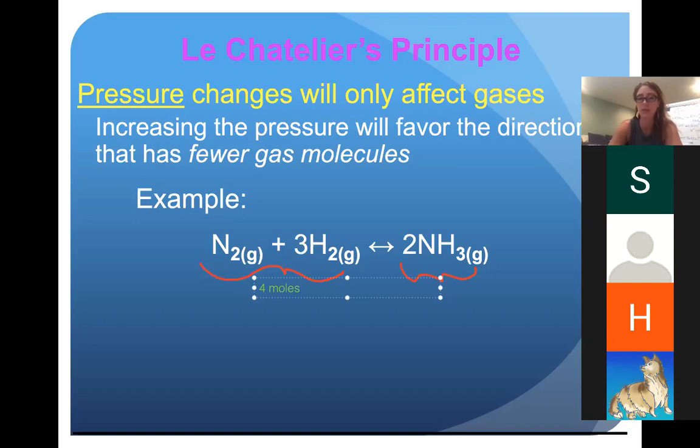And on the product side, I have 2 moles of gas. This is supposed to be on the product side. It's supposed to be over on the product side, 2 moles, okay?